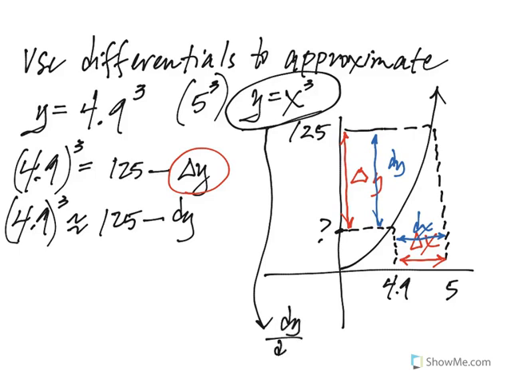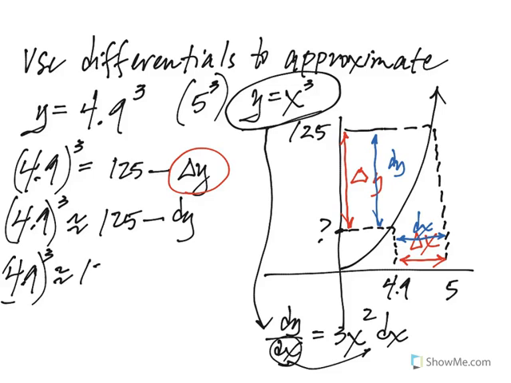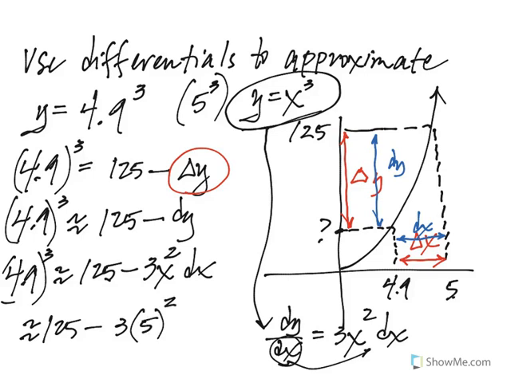So when I derive that, I get dy over dx is equal to 3x squared. This comes over to the other side. So then 4.9 cubed is roughly equal to 125 minus 3x squared dx. All right, and now all I have to do is plug in some numbers. So I've got roughly equal to 125 minus 3. My x value, again, is the one that you know, so that's going to be 5 squared times dx, and dx in this case is going to be 0.1.